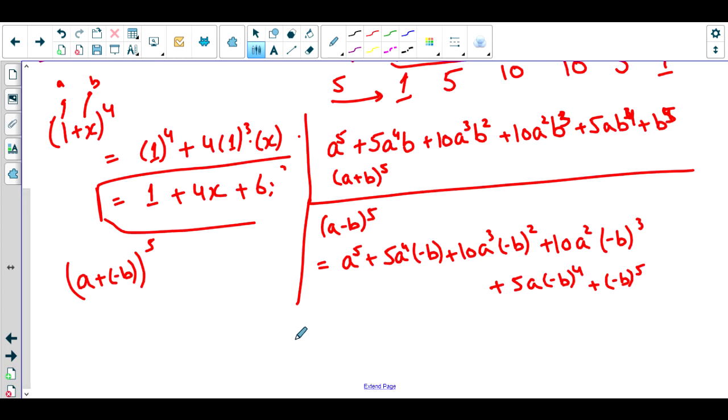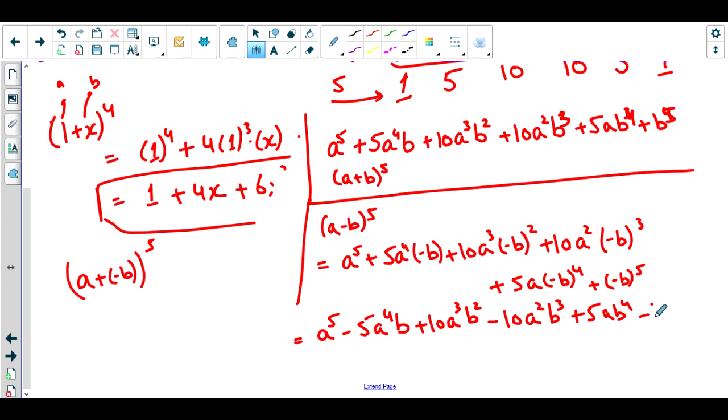5. Now we can simplify it and get the formula, which is a^5. This is minus, so it becomes minus 5a^4 b. This is square, so square will make it positive, so it will be 10a^3 b^2. This is minus, cube is negative, so negative 10a^2 b^3. It is even power, so it is always positive, so it will be 5a b^4 minus b^5. This is the formula for (a - b) power 5.